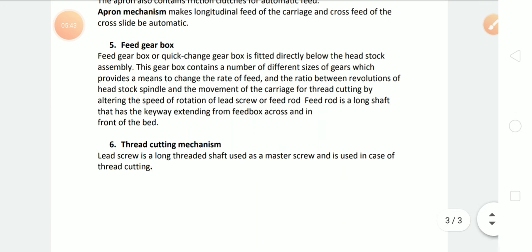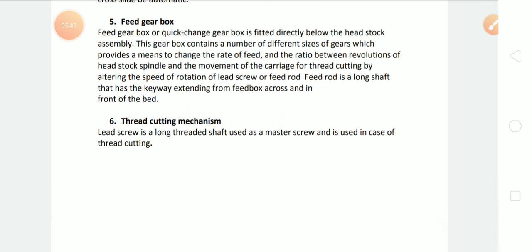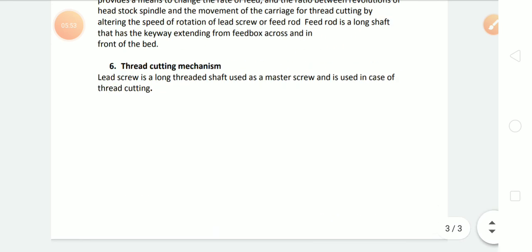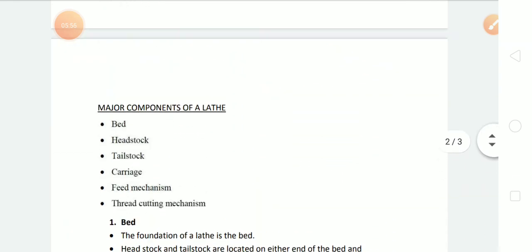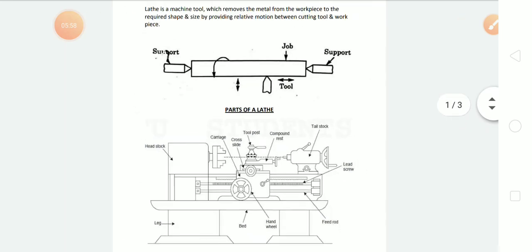And next one is the thread cutting mechanism. I have already discussed that the lead screw is the main thing which is used for cutting threads in a workpiece. So these are the important things that you have to know about the lathe. So go through all these things.